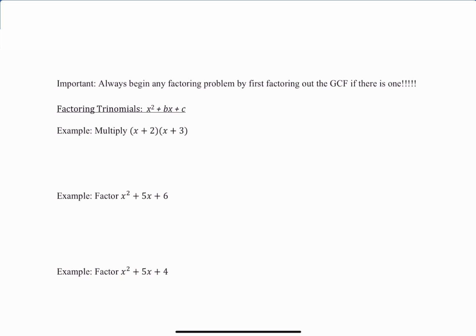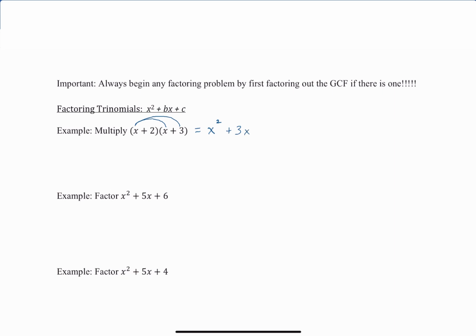We'll use the FOIL method. FOIL stands for first, outer, inner, last. So first, I'm going to multiply the first two terms. Gets me an x squared. Then I need to multiply the outer two terms. That gives me a 3x.